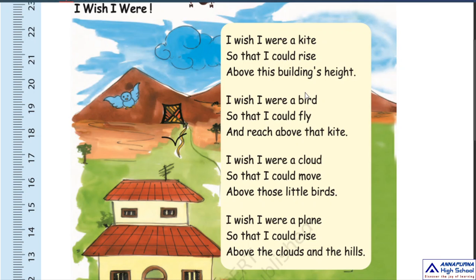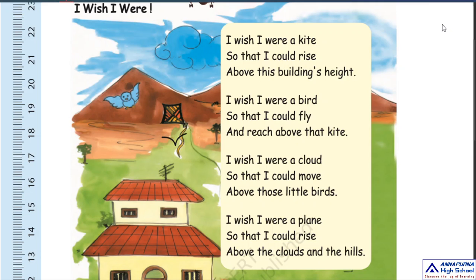I wish I were a bird, so that I could fly and reach above that kite. I wish I were a cloud, so that I could move above those little birds. I wish I were a plane, so that I could rise above the clouds and the hills. Okay children, this is the poem.